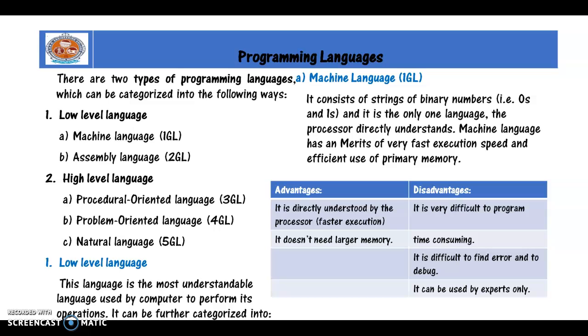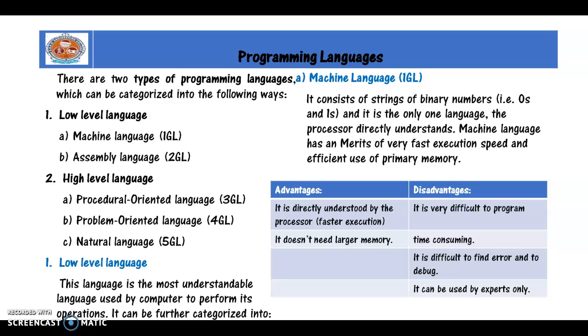So we need some kind of intermediate thing to communicate with the computer, that is known as a programming language. This is mainly divided into two types, that is low level language and high level language. Coming to the low level language, this is the language that is most understandable by the computer, because these are written in a computer understandable language. And this low level language is again divided into two types, that is machine language and assembly language.